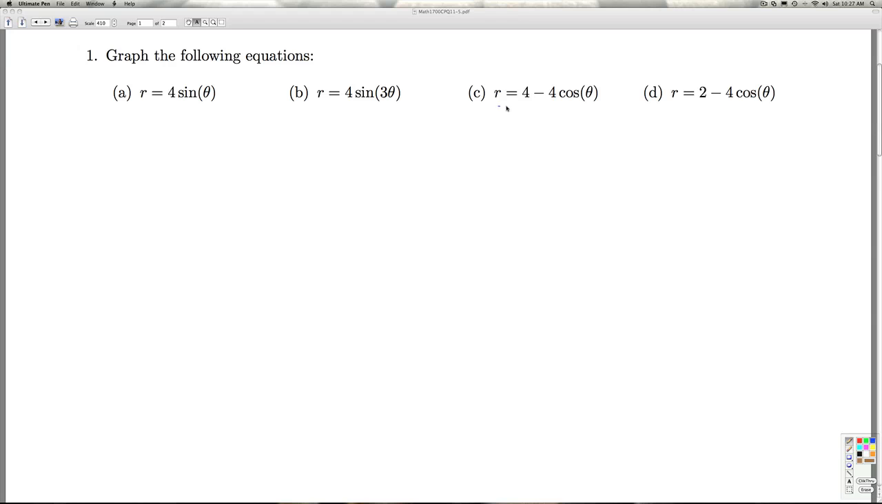All right, in part C, we're asked to graph r equals 4 minus 4 cosine theta. So once again, I'm going to look at what's going on here on the r theta axes. Now theta is just theta, right? So the angular frequency is 1. That means I've got the same quarter marks I've always had. So one cycle is going to be graphed over 0 to 2 pi.